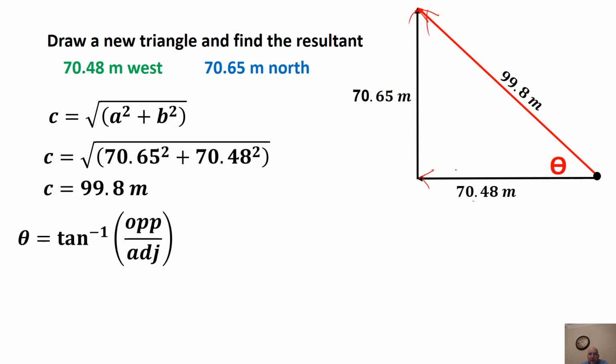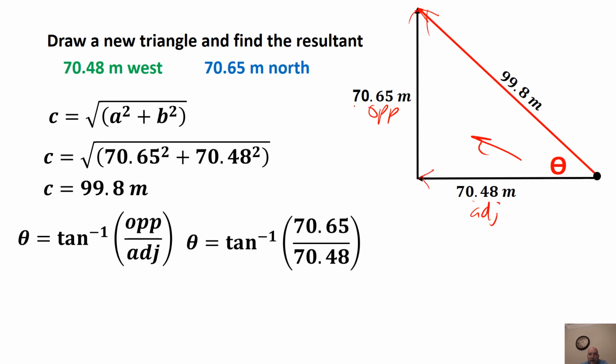And now we're ready to go ahead and solve for the angle. So it's important that we know this opens up to the opposite, and the adjacent is on the side, it's not the hypotenuse. And so now we have our numbers we can throw in. The opposite 70.65, the adjacent 70.48, and you can tell it's going to be close to 45. And when you plug it in, you might get 45 and a little fraction. But 45 is good.